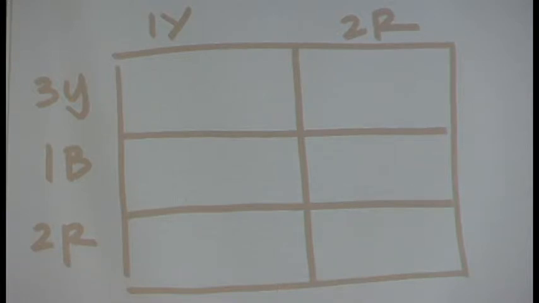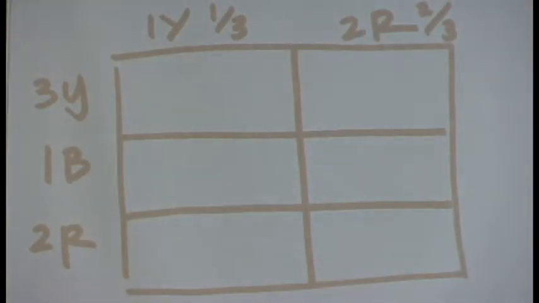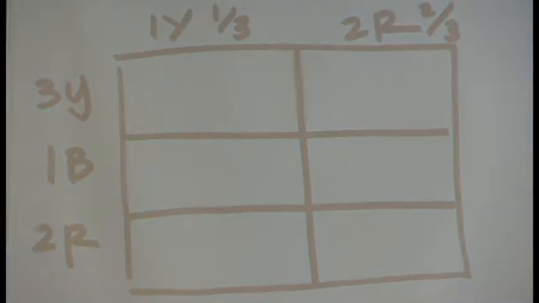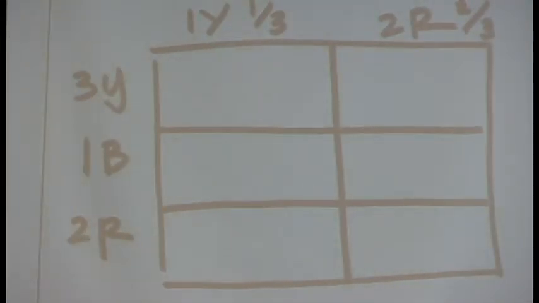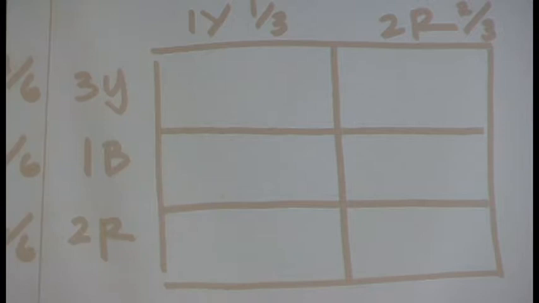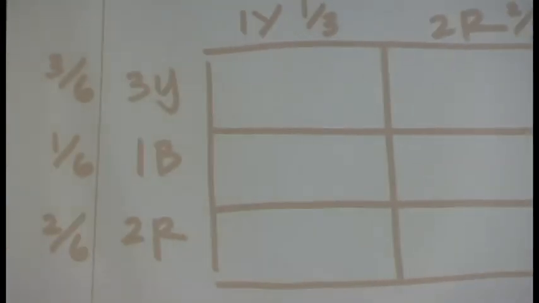So if one of them is yellow, what's my fraction? 1/3. And my 2 reds would be 2/3. My other bag has 3 yellow, 1 blue, and 2 red. How many altogether? 6. So this would be 3 out of 6, 1 out of 6, and 2 out of 6. You have to understand how to create the model.